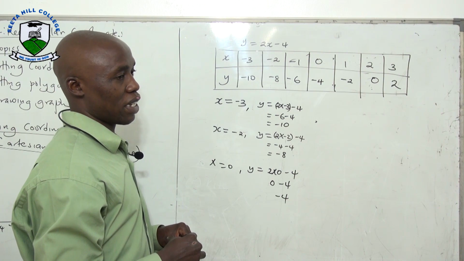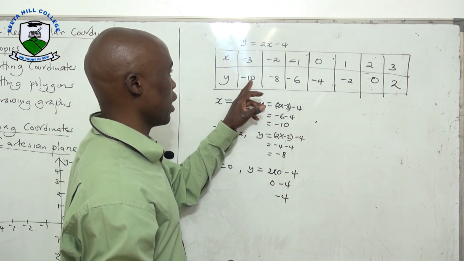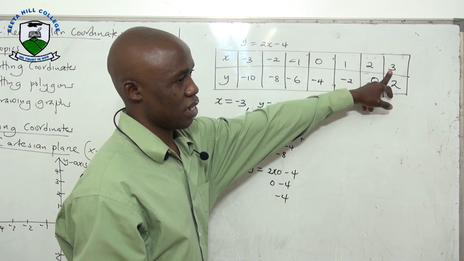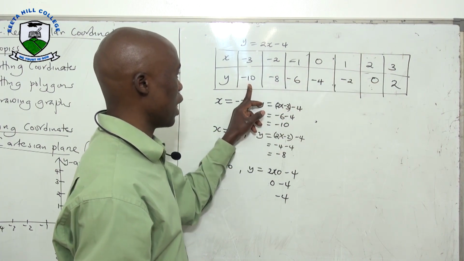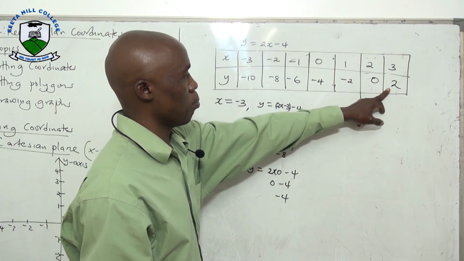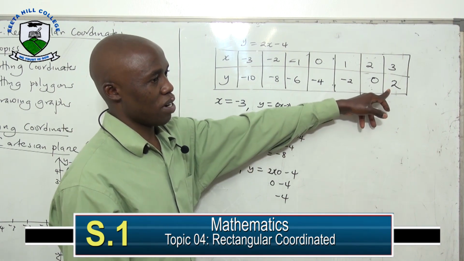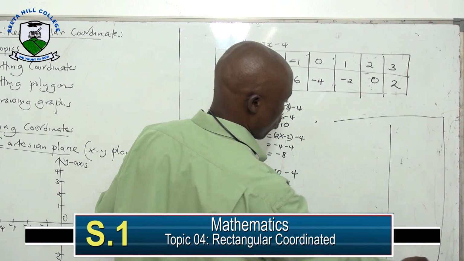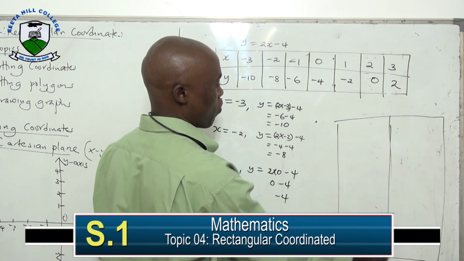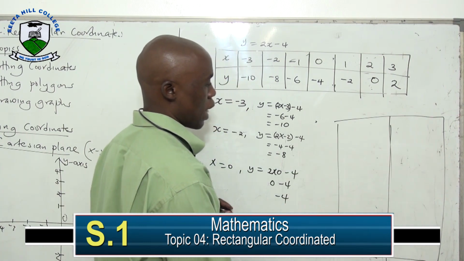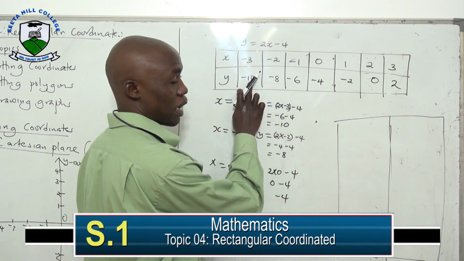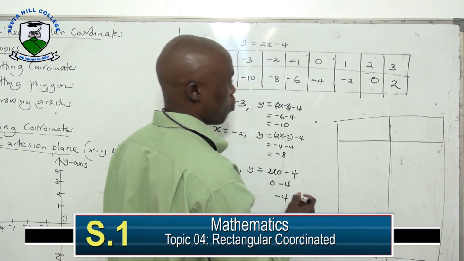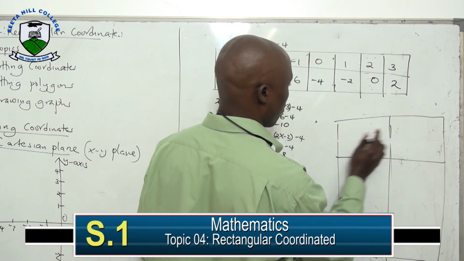I hope you are going to select the scale very well. Looking at it, x is balanced, negative 3 and positive 3, but y is not balanced. You have negative 10 and positive 2. Therefore, I expect your graph paper to have x balanced, but y with many negatives. That means a small space should be left up.